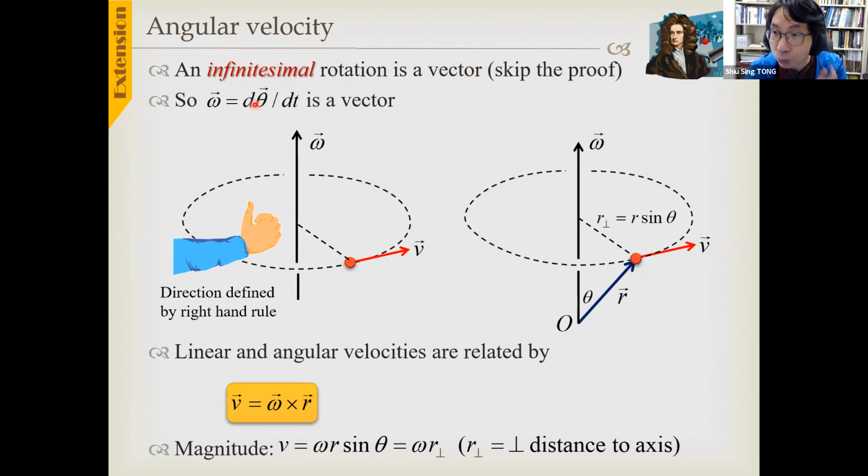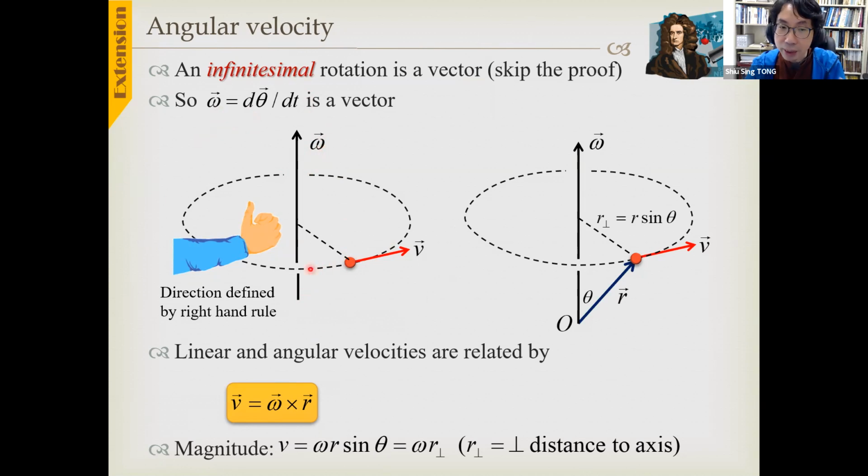And so the differential rotation, but not the finite rotation, is a vector. If you divide it by dt, you get the angular velocity. So the angular velocity is also a vector. That is a secret. Although a finite rotation is not a vector, the angular velocity is a vector. The infinitesimal rotation and the angular velocity are vectors, so we can use a vector to denote the rotation by using the angular velocity.